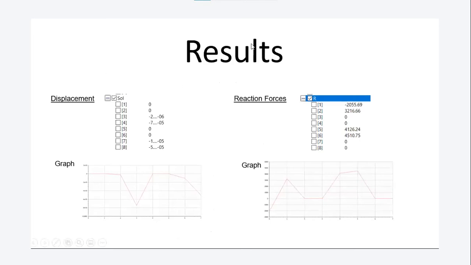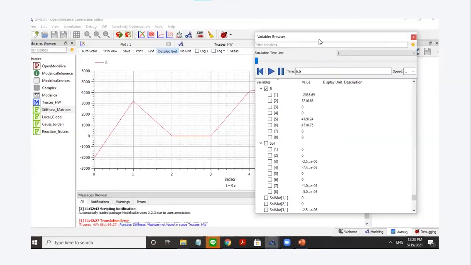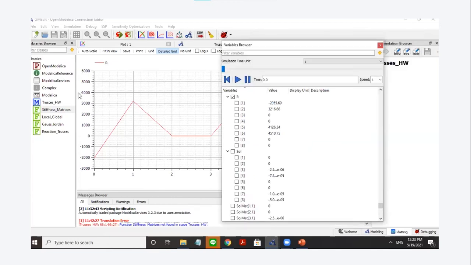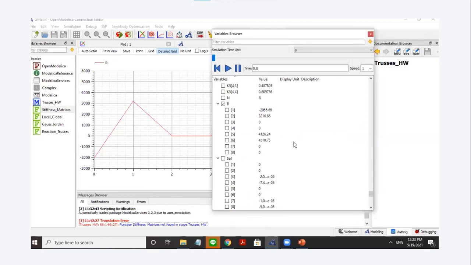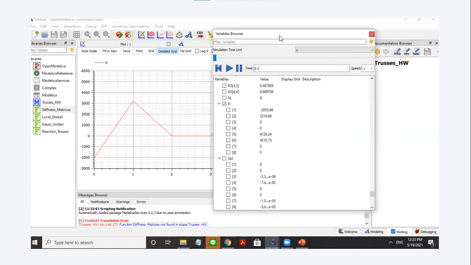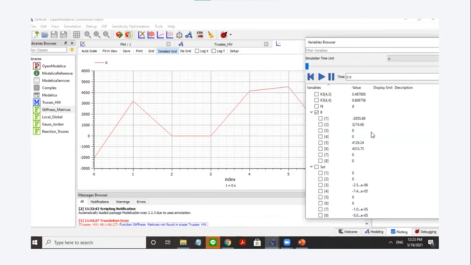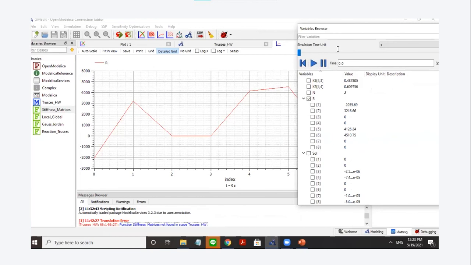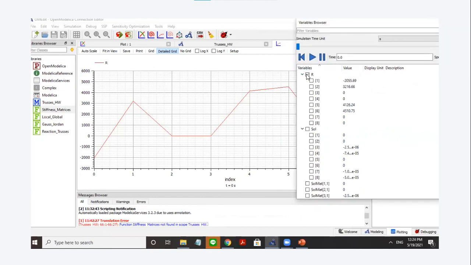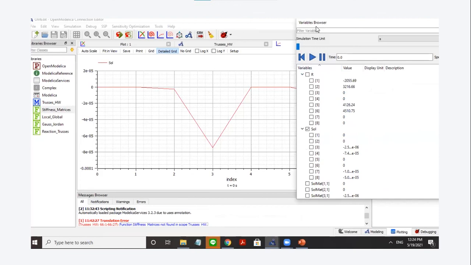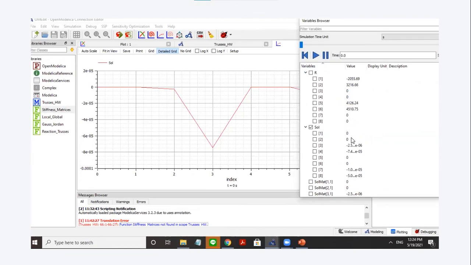We will go to Open Modelica directly for this. Here are the methods, the codes that we already ran. We can see this is the graph for R, and these are the numbers of the answers. Also, after that, we will look at the solve. Here are the graphs for the solve, and here are also the numbers of the answers for the traces, each of the traces.